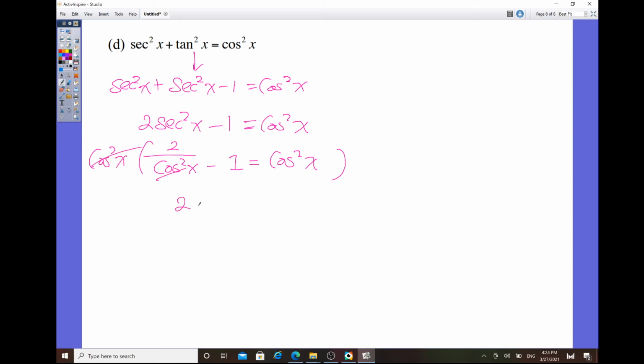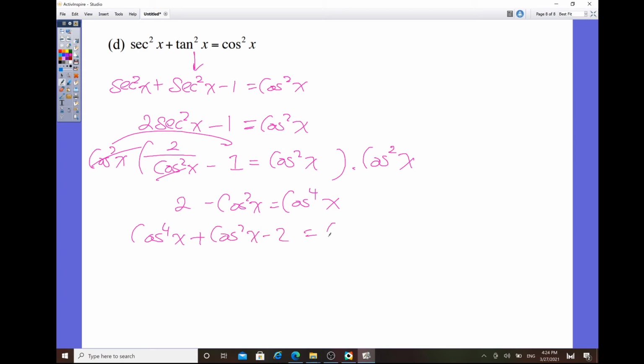Okay, so this one is just 2. And then this one here distributes. So it's cosine square of x, then equals cosine to the 4th power of x. Again, bring everything together. So cosine to the 4th power of x plus cosine square of x minus 2 equals 0.